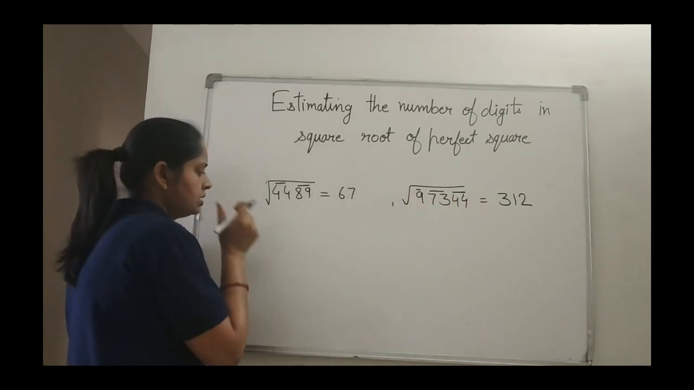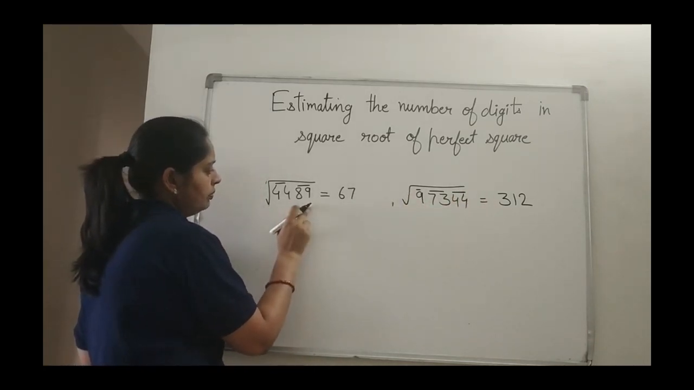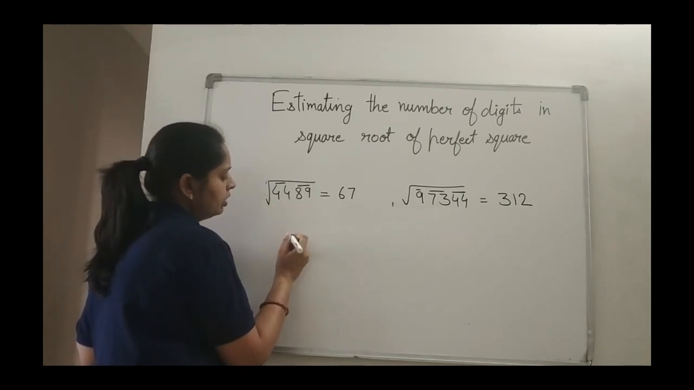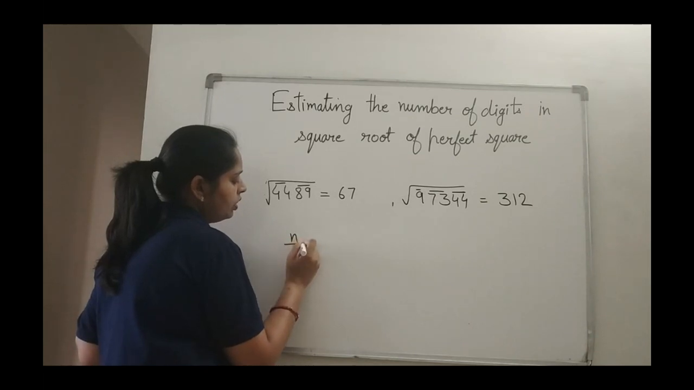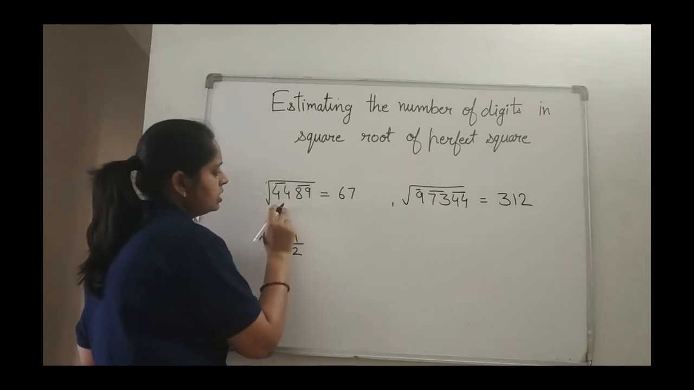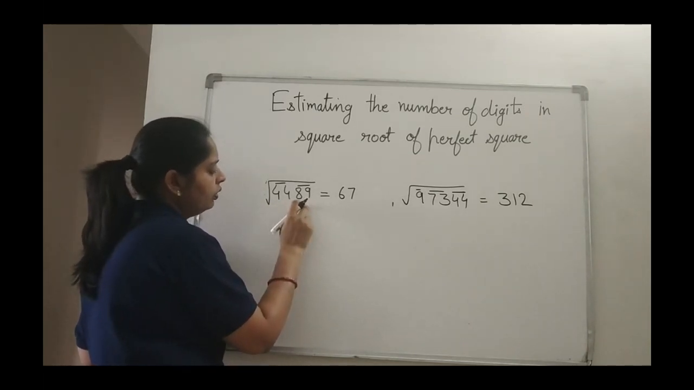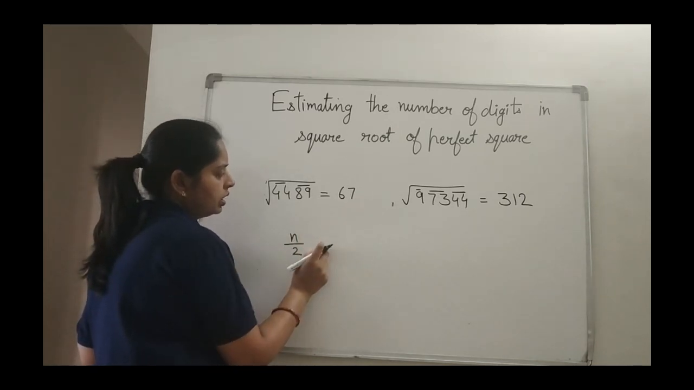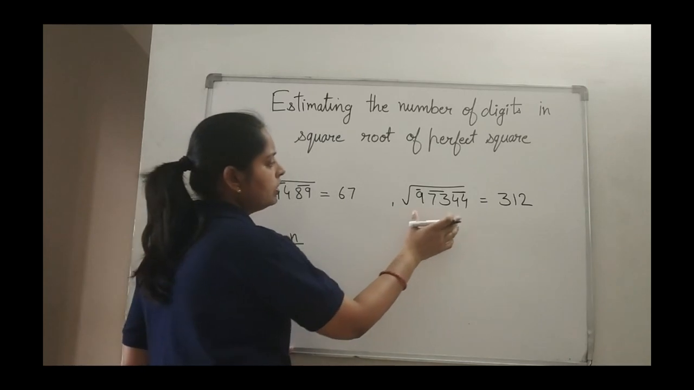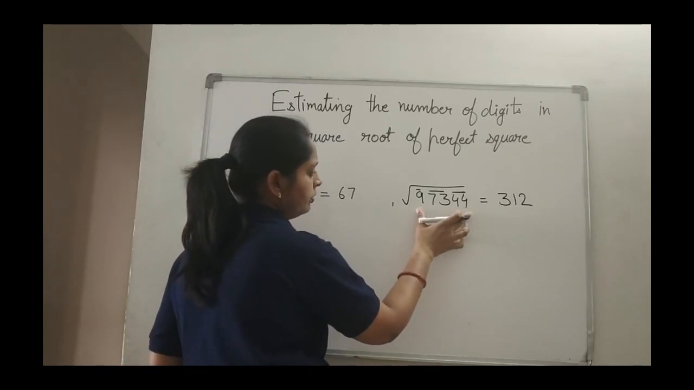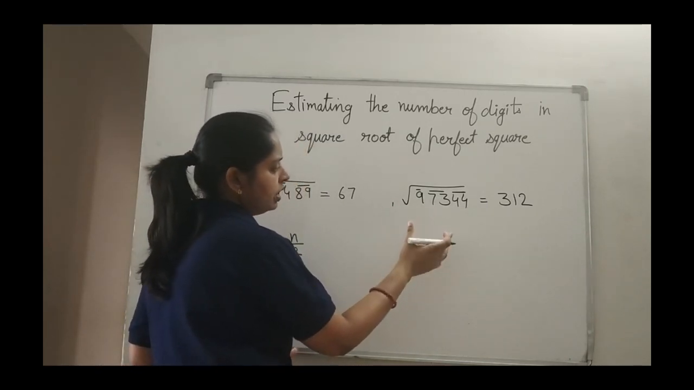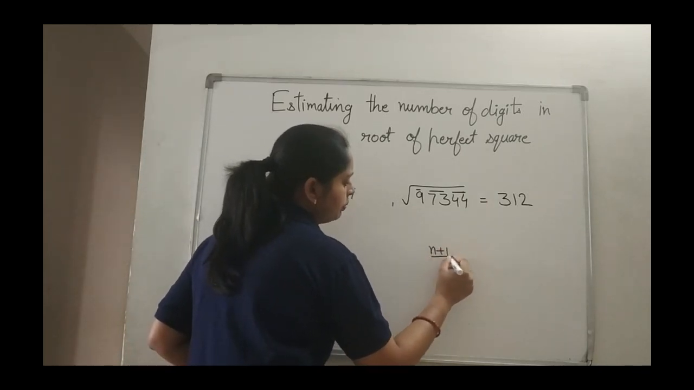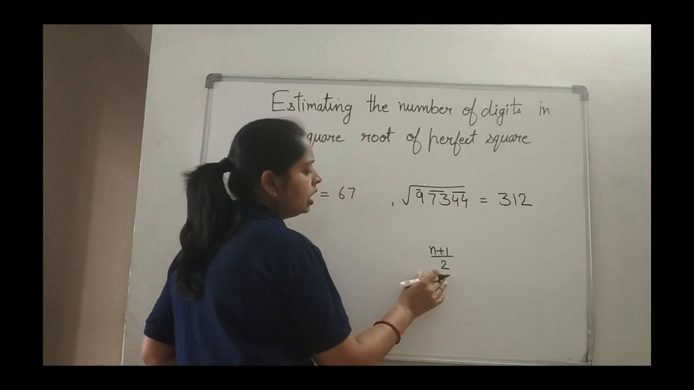The other method is, if we are having an even number of digits, then obviously its square root will have n upon 2 digits. You can see here how many digits are there? 4. So 4 upon 2, that is 2. So 2 digits will be there. And if we are having an odd number of digits for which we have to find the square root, then n plus 1 upon 2 will tell you the number of digits.